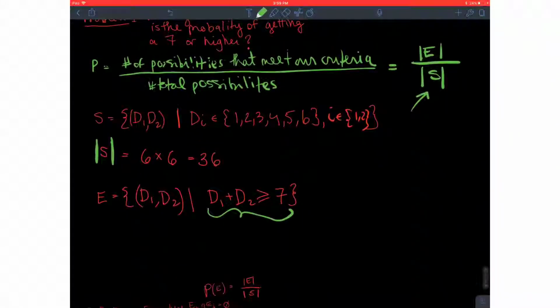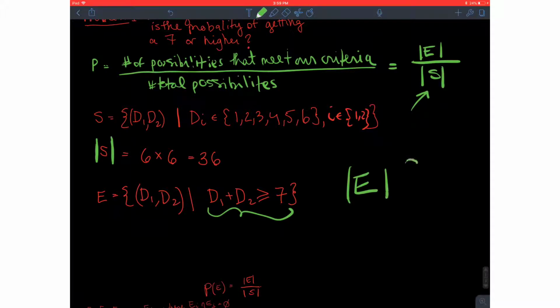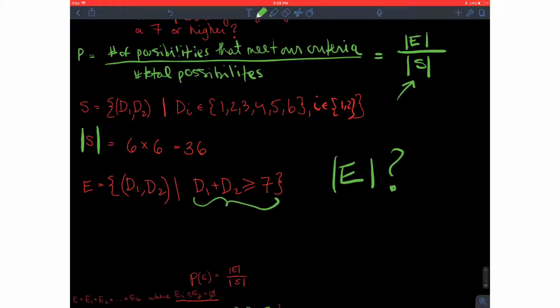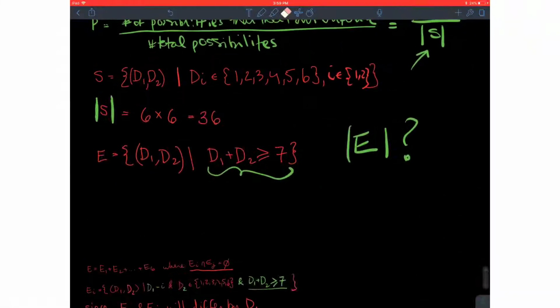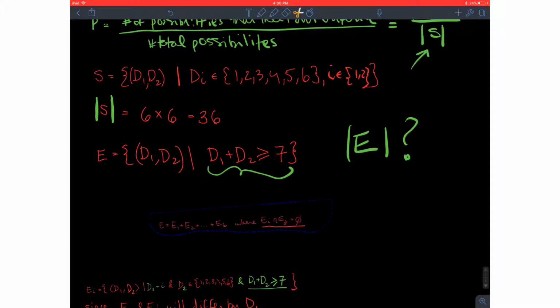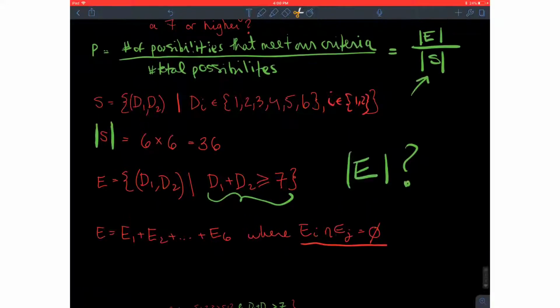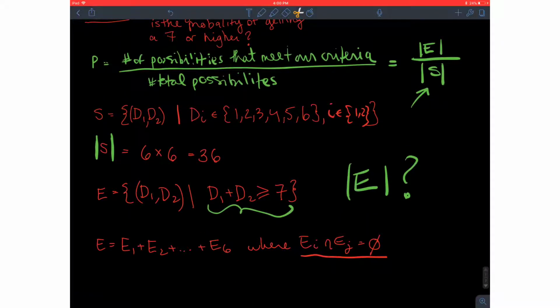Now, to be able to tackle this, remember what we're interested in is the cardinality of this event. So what we can do is partition this into sets E1 all the way up to E6, where there are no overlapping elements between any of those sets. How are we going to do that? E1 is all of the outcomes which have 1 as the first value, so 1 for D1, and then E2 will have 2 for D1, and E3 will have 3 for D1. As you can tell by the way that we've defined it, there's no way for, let's say, a 3,4 to be in E2, because 3 is not equal to 2.